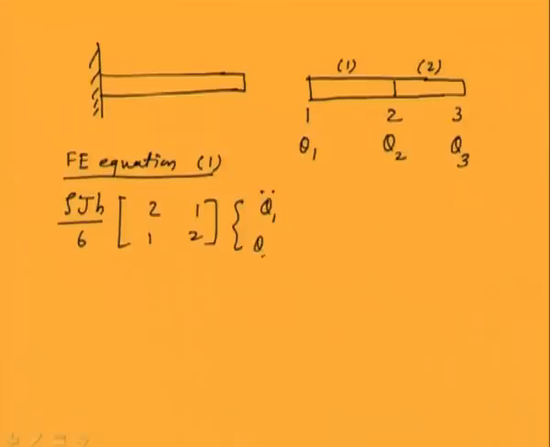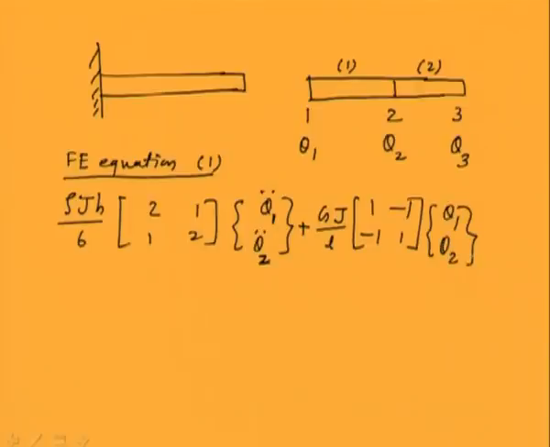This is the mass matrix, and you can see that for element 1 there are theta 1 and theta 2 as displacements. Similarly, we have the stiffness matrix, and these are the angular displacements at node 1 and 2, and they should be equal to the internal torque like this.